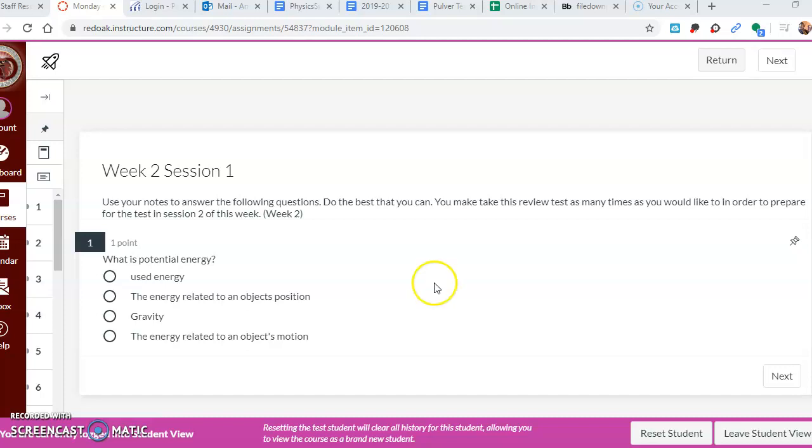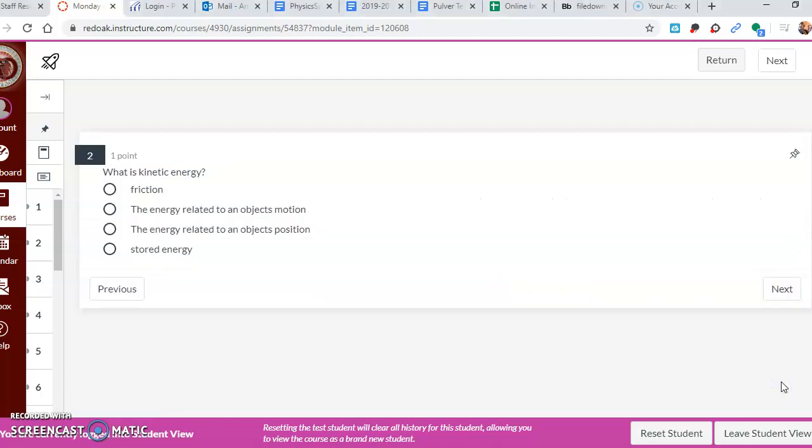All right, number one, what is potential energy? Potential energy, if you remember, was related to the object's position, because the higher you are, the more potential energy you have, and the lower you are, the less potential energy you have. Kinetic energy, remember, was energy related to motion.